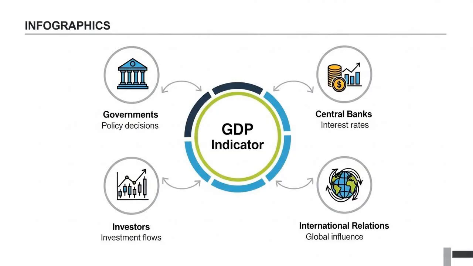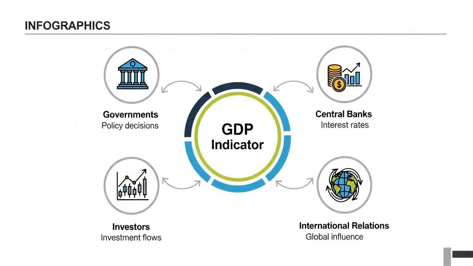So how exactly does this number shape our world today? For governments and central banks, it's the primary dashboard for the economy. A strong GDP growth rate might prompt a central bank like the US Federal Reserve to raise interest rates to prevent the economy from overheating and control inflation. If GDP is shrinking, they might cut rates to encourage borrowing and spending to stimulate growth.